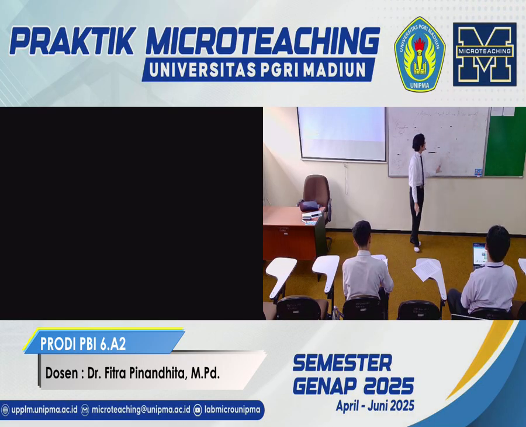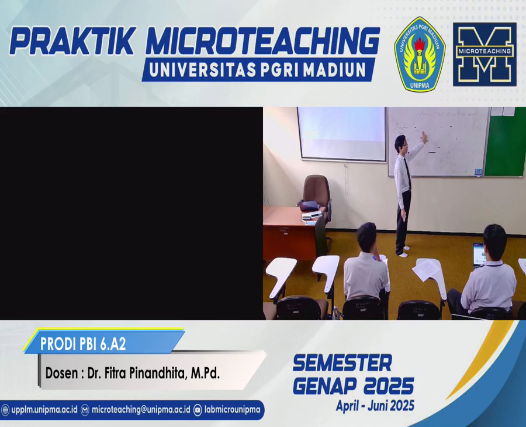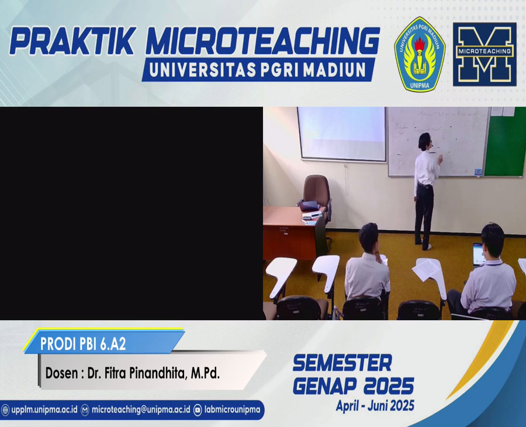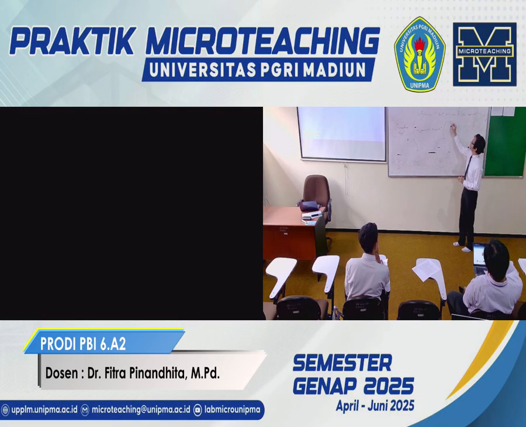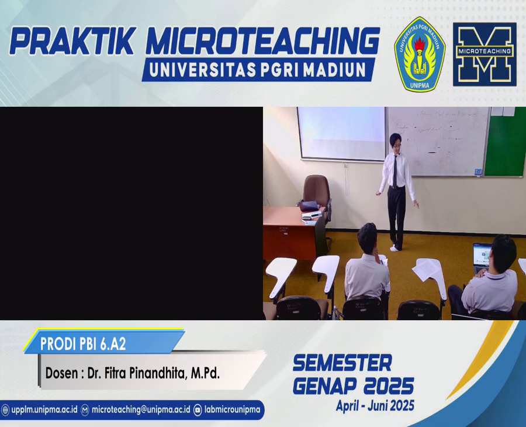What is the second? What more? After definition, then general structure. General structure. There are three. What are they? Goal, material, step. And the last one is language feature.